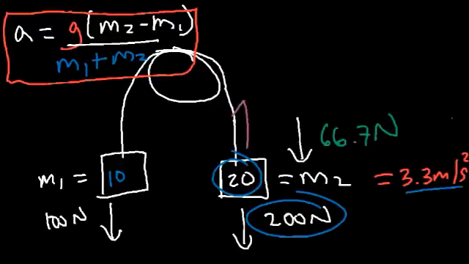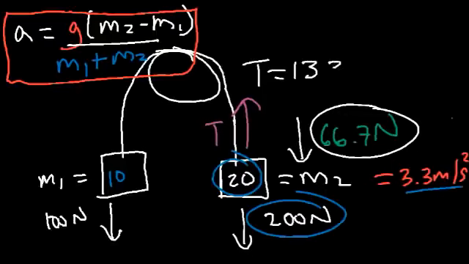Now keep in mind, there's an upward tension force that slows the descent of the 20 kilogram object. So 200, the downward force, minus the net force, is going to give you the tension force, which is about 133.3.